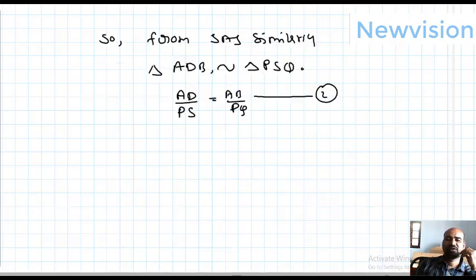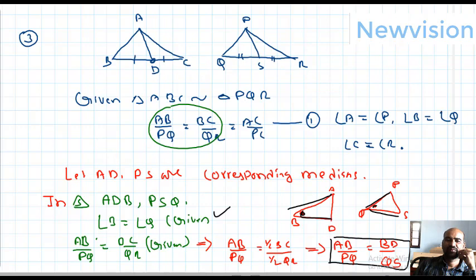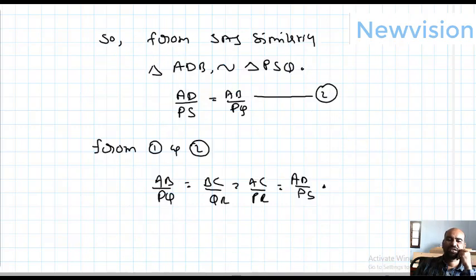So finally, what can I write from 1 and 2? AB by PQ equals BC by QR equals AC by PR equals AD by PS, which means corresponding medians are in the ratio of corresponding sides. Very important result; using this you can solve so many problems. We proved it. Hence proved.